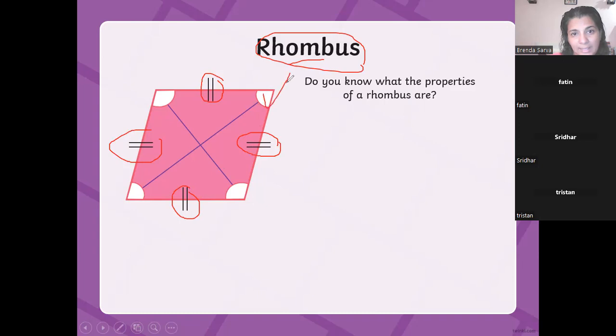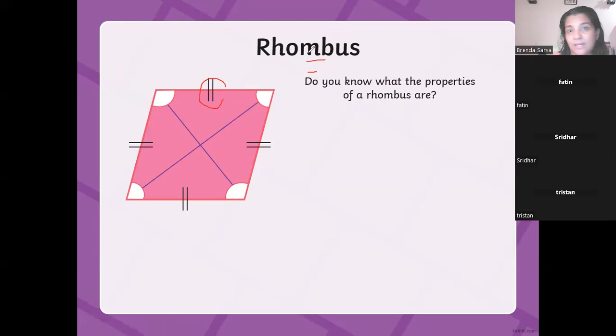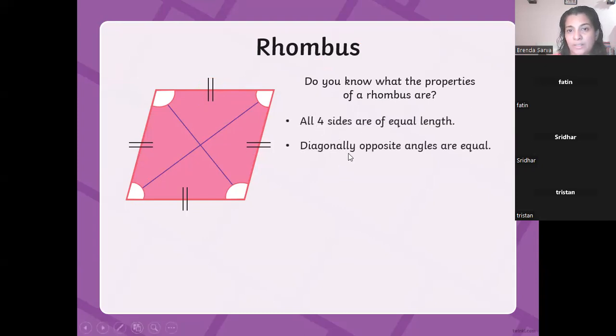And so this angle and this angle, it's the same. This angle and this angle, it's the same. This is an acute angle, which is less than 90. This is an obtuse angle, more than 90. Do you understand? Remember, the main characteristic of a rhombus is the sides are the same. In this chapter, you learn about this. You learn their features. Then you answer questions. All 4 sides are equal. Diagonally opposite angles are equal.